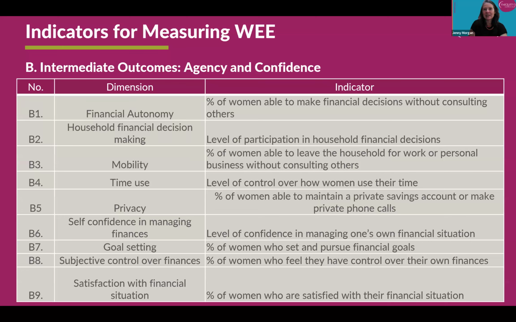And then here we have the intermediate outcomes, the agency and competence indicators. In the context of women's economic empowerment, this is about having the skills and resources to compete in markets, fair and equal access to economic institutions, power to make and act on decisions, and control over resources. So we're looking at financial autonomy, household financial decision-making, mobility, time use, privacy, self-confidence in managing finances, goal setting, subjective control over finances, and satisfaction with financial situation. I'll just pause here for a minute. You can read the accompanying indicator. Just move to the last slide, please, Cheeto.